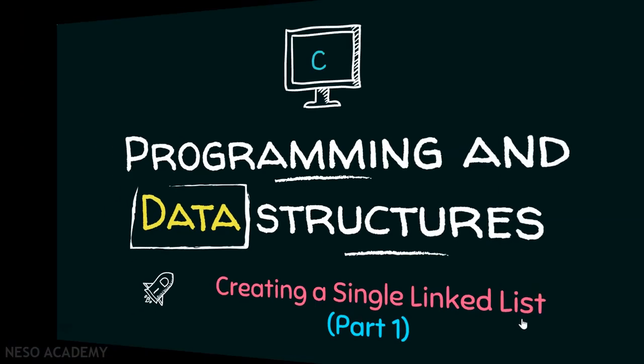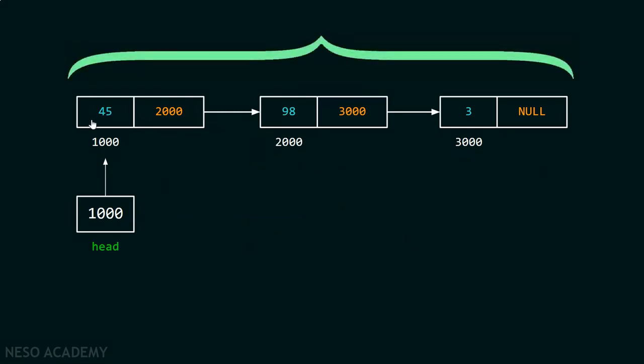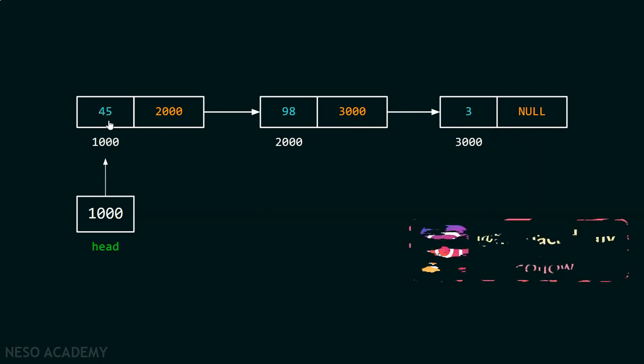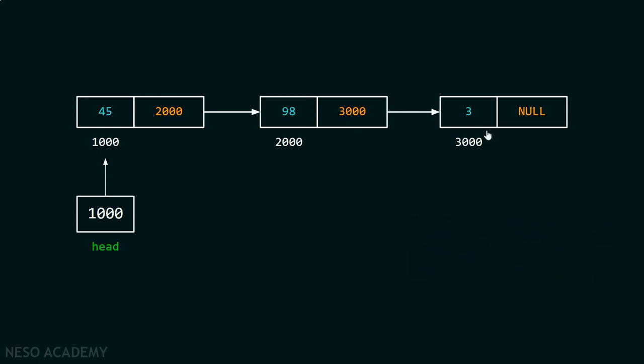So let's get started. Here I would like to tell you that this is the list we want to create. Basically, the list must consist of 3 nodes. The data that I have given over here as an example is 45, 98 and 3. The link part of the first node should contain the address of the second node, and the link part of the second node should contain the address of the third node. The third node's link part should contain null. There must be a head pointer which should point to the first node of the list. So this is a single linked list which we want to create.